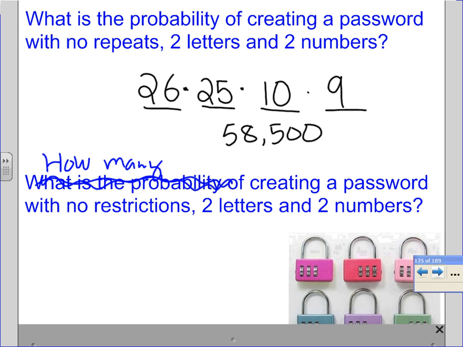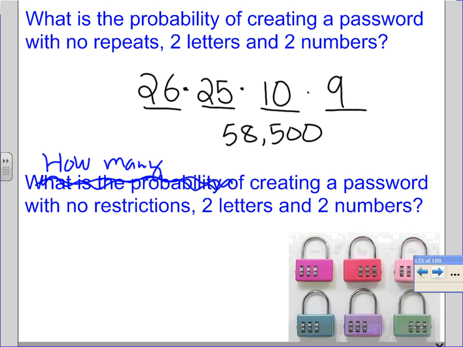So let's do the same thing, but how many possibilities of passwords are there? There's no restrictions this time, which means you're allowed to have repeats. 2 letters, 2 numbers, we're allowed to have repeats. So no restrictions means you're allowed to have repeats. Same thing. How many different passwords are there? Briar, how do we do this?